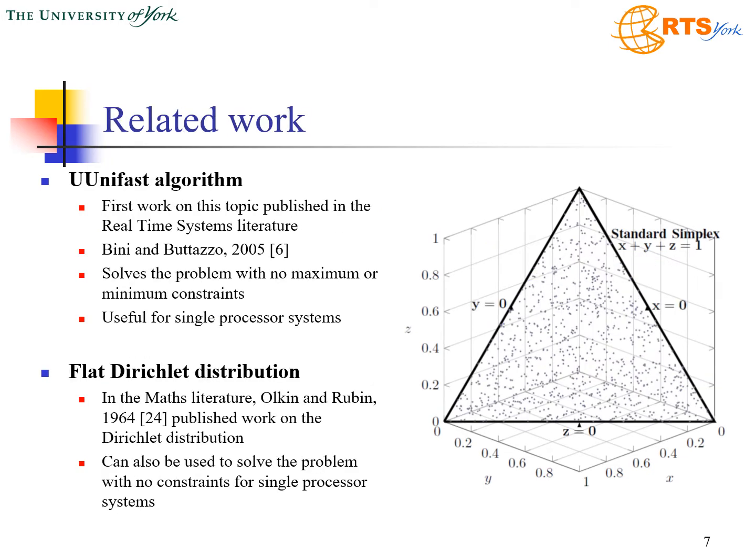There has been some related work done in this area. In fact, the first work on this topic published in the real-time systems literature was on the UUniFast algorithm. This solves the problem with no maximum or minimum constraints, and so is useful for single processor systems. In the mathematics literature, Olkin and Rubin published work on the Dirichlet distribution, and this can also be used to solve the problem with no constraints for single processor systems.